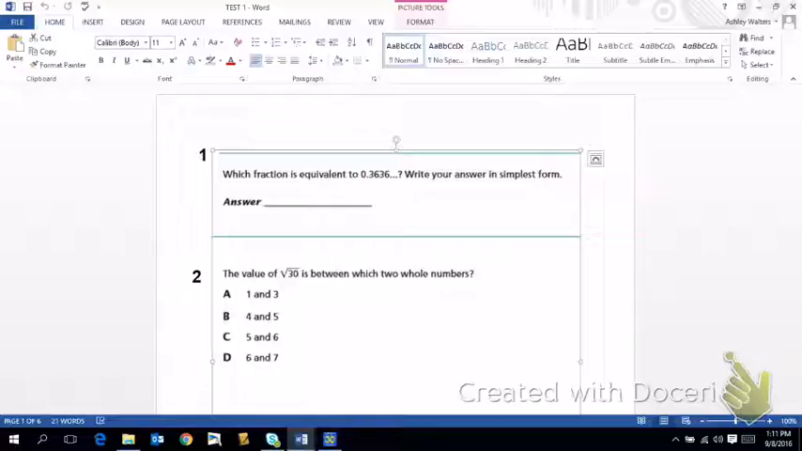On this study guide, we start with number 1, which is actually a converting repeating decimals problem. We want to know which fraction is equivalent to 0.36 repeating, and we're going to write our answer in simplest form. The digits that repeat here are 3 and 6, and that is our entire repeating pattern, so we're able to take 3 and 6, place it over 99 since 2 digits repeat, and then reduce. Both of these numbers are divisible by 9, which leaves us with 4 elevenths, and that is our simplified answer.